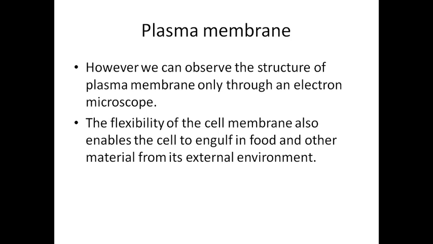And say in a unicellular organism like amoeba, which has to change its shape so that it can engulf the food and other materials from its external environment. So it helps to change the shape. And this process, which is done by amoeba to change its shape and engulf the food or other material from its external environment, is what we call endocytosis.